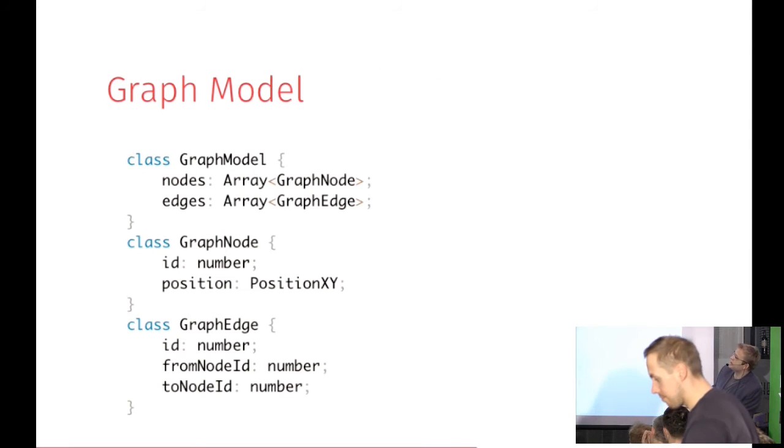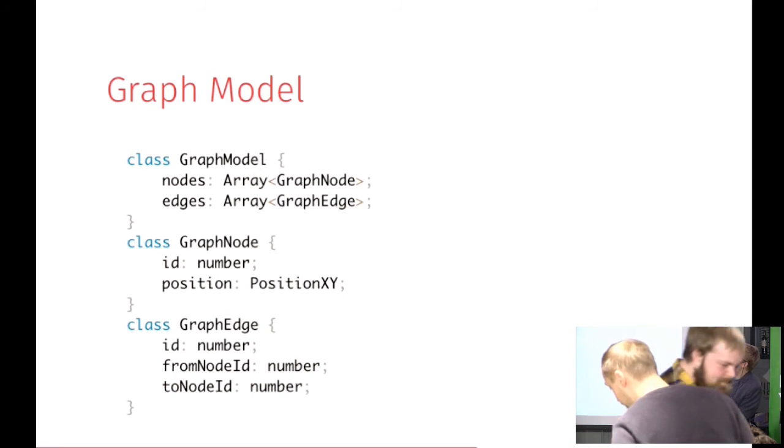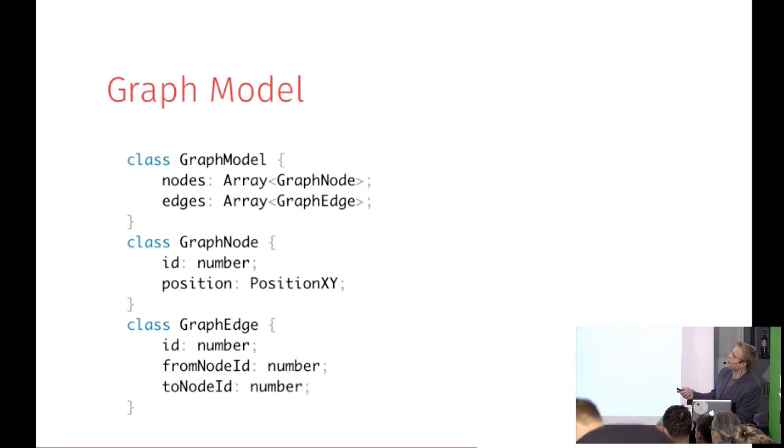Okay, so this is simplified code of our model. Our graph contains an array of nodes and an array of edges. Each node has its unique identifier and position, so a pair of x and y numbers, and edges have an ID and point to the two nodes that are connected by the edge.